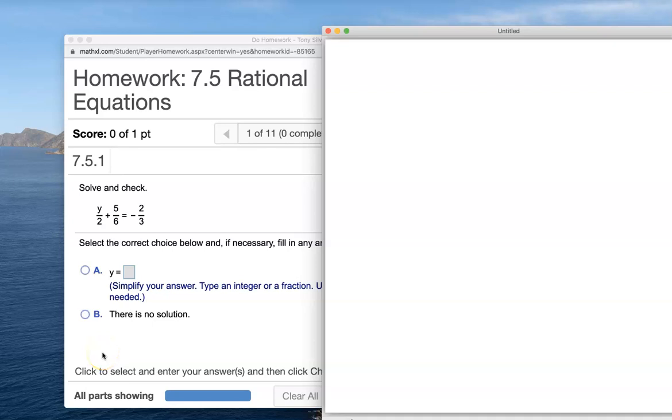Welcome to section 7.5, rational equations. We're really blowing through this chapter 7. Hoping you're getting all these techniques.